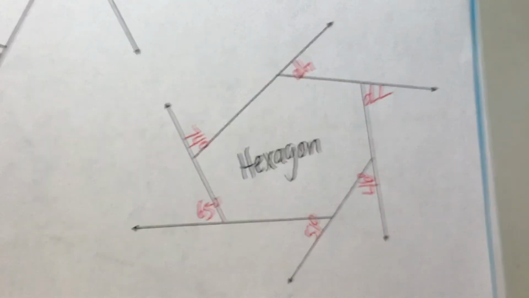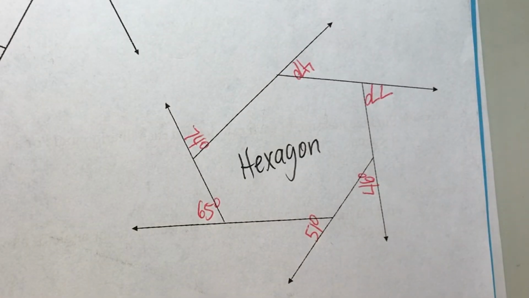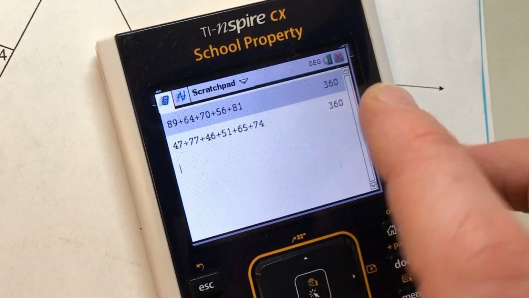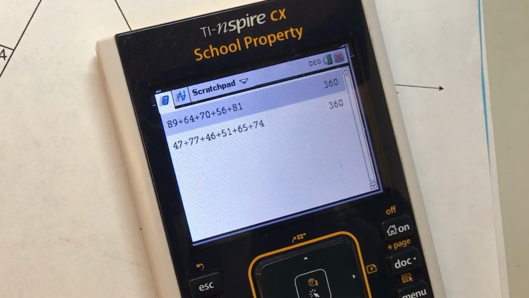Add those 6 numbers up. And what do you get? 360. You get 360, okay? So what ends up happening is as the number of sides increase, those angles just shrink more and more. So that's why it just stays as 360, okay?